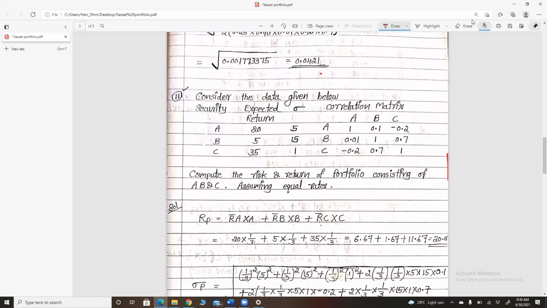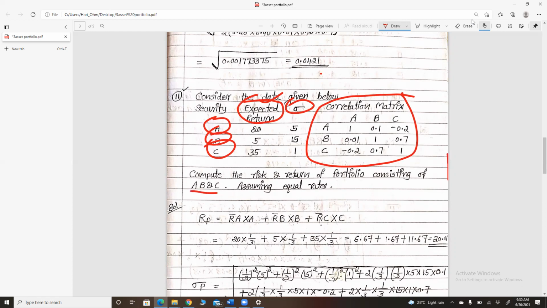Consider the data given below. Here there are three securities A, B, and C. Next, expected return is directly given in this particular question. You need not work out expected return. Then standard deviation and the correlation matrix are given. Next, compute the risk and return of a portfolio consisting of A, B, and C, assuming equal weights.